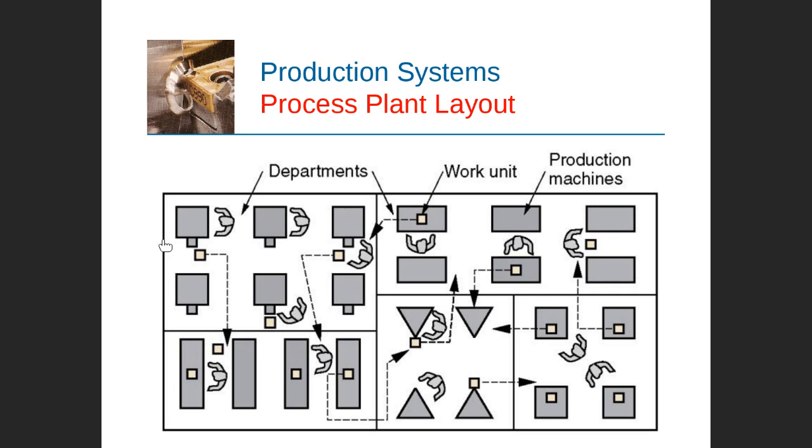So this is one department, this is another department, another department, another department. We put the same machine in the same department. For example, here all the drilling machines are in this drilling department. Here all milling, here all grinding, here all shaping, here all whatever machine. So it is the same machine in every department, right?